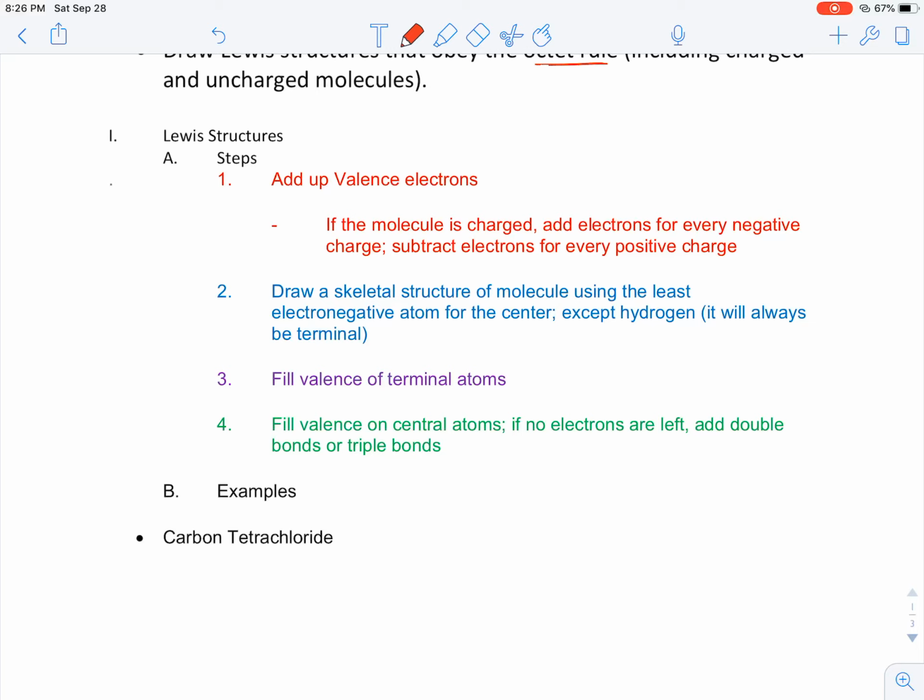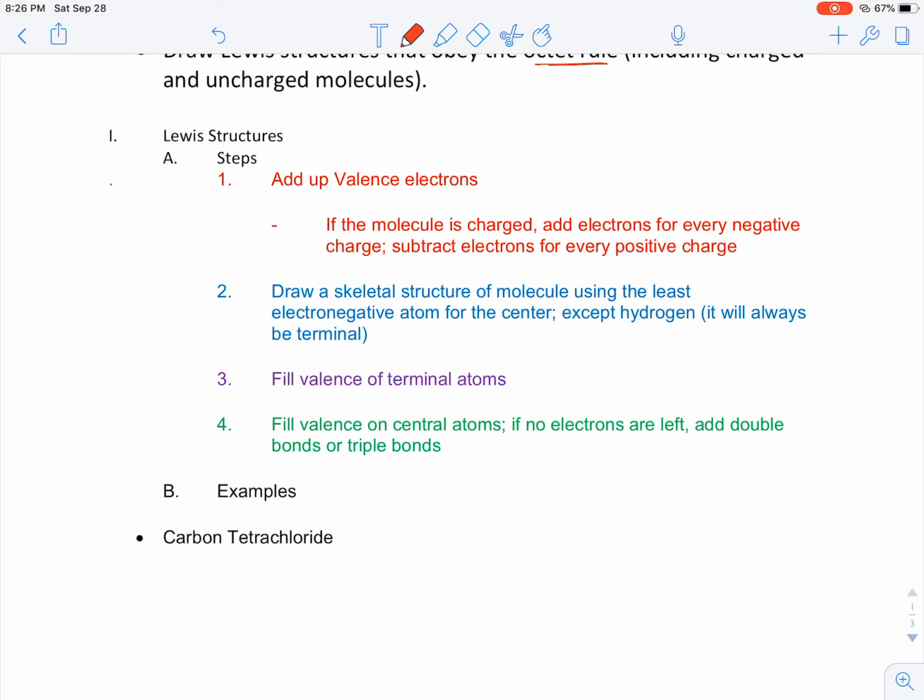So our first step is always to add up the valence electrons. We're literally going to figure out how many valence electrons each atom has, and then add them up to get a total of electrons that we can place around the molecule. There's one little caveat here. If a molecule is charged, we're going to add electrons for every negative charge. So if we have a -1, we will add another electron. If it is a positively charged molecule, which makes it an ion, we'll subtract electrons.